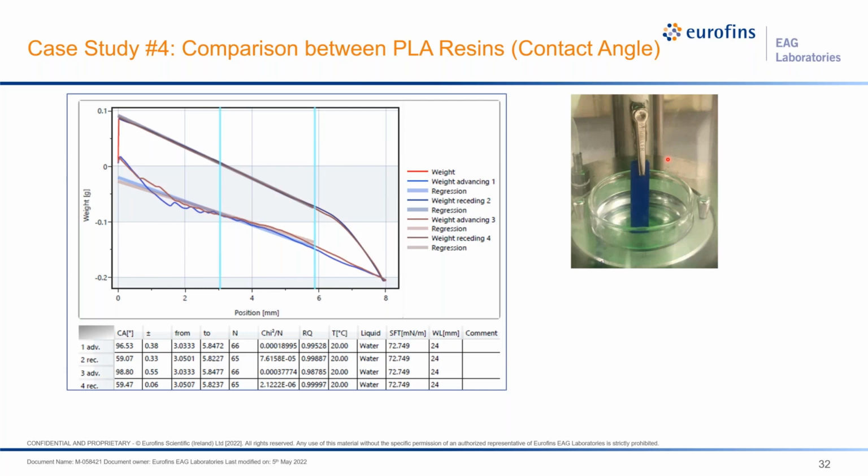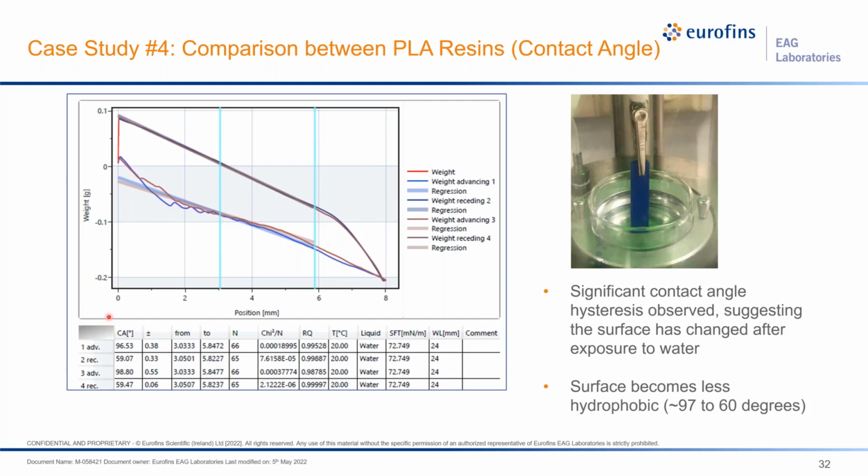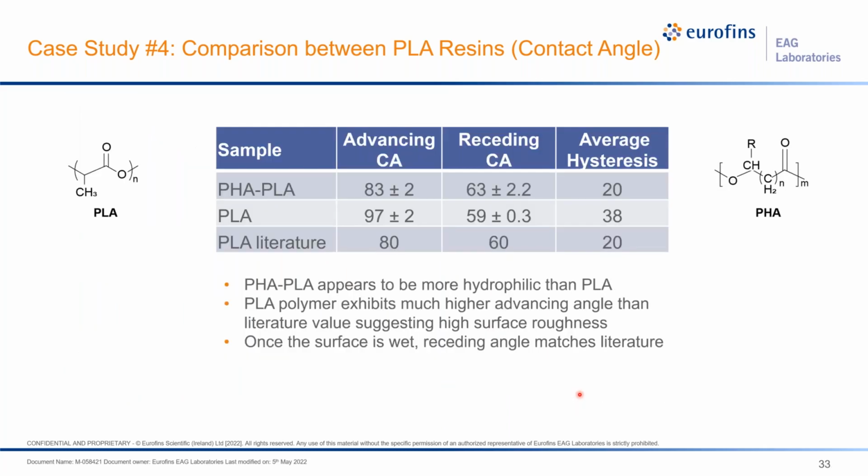With these samples that we looked at, we actually found a pretty large hysteresis, right? You can see our advancing angle, one of our measurements is about 97, another measurement's about 99, so pretty close. And then the receding angle drops to 59 degrees for both measurements. So that's a pretty marked decrease. So what exactly is happening? This is the story for the regular PLA. We also looked at the copolymer, and the copolymer had a much smaller contact angle hysteresis.